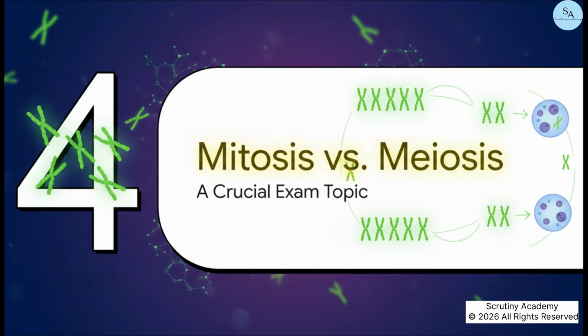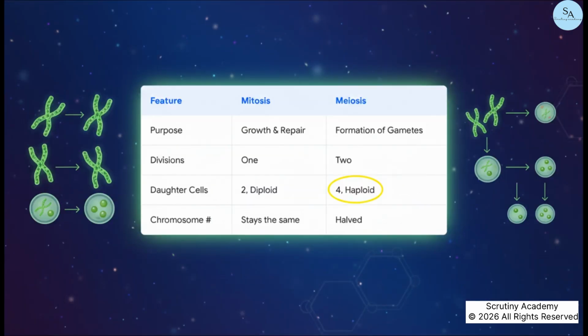Okay, listen up, because this is probably the most important slide for your exams. They love to ask you to compare mitosis and meiosis. So understanding these differences is absolutely key to getting those top marks. This table right here is your ultimate cheat sheet.